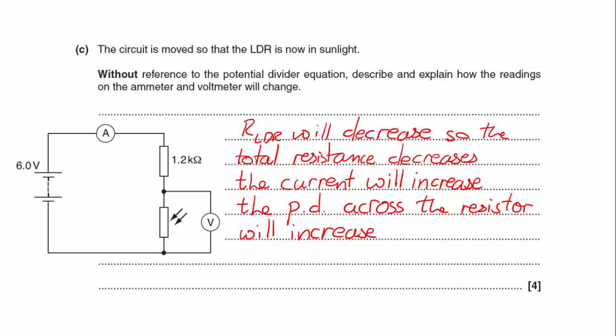Because we've got a larger current, let's just explain that point a bit more: we've got a larger current flowing through both because the total resistance has decreased. This is a fixed resistor, so with a larger current flowing through it, it will have a greater PD across it. So that will mean, because I've got a greater potential difference across here, well, the potential difference across this plus this potential difference must add up to 6. That would mean the voltmeter reading will go down.